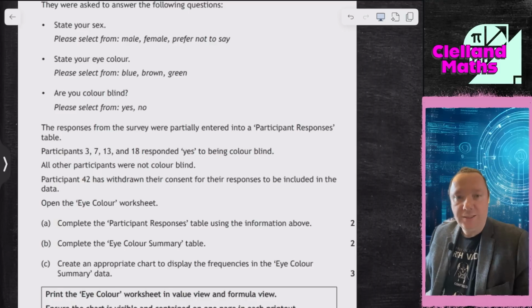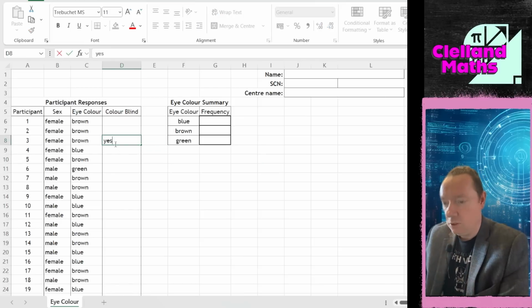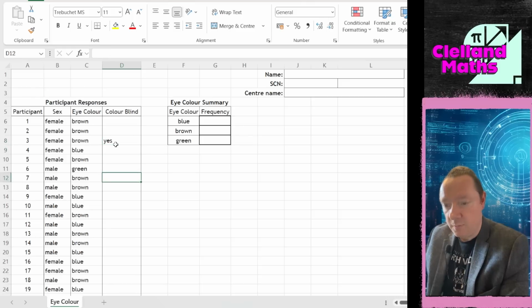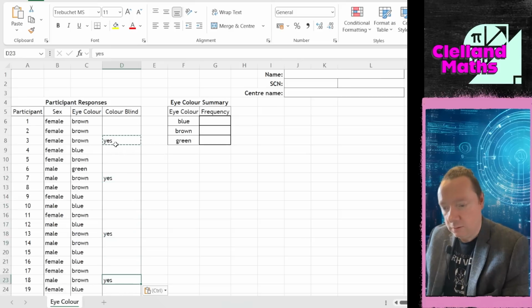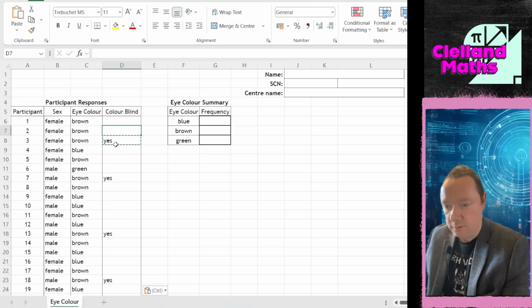So let's have a look at this. So participant 3 was colourblind. I'll just write yes. Participants 7 and 13 were colourblind. So I'll just copy that. 7 and 13 and 18. They're all colourblind. All other participants were not colourblind.